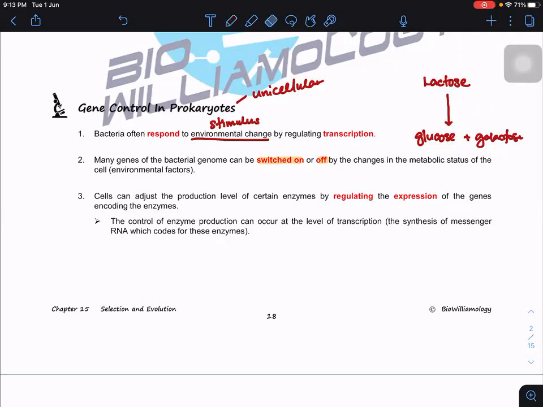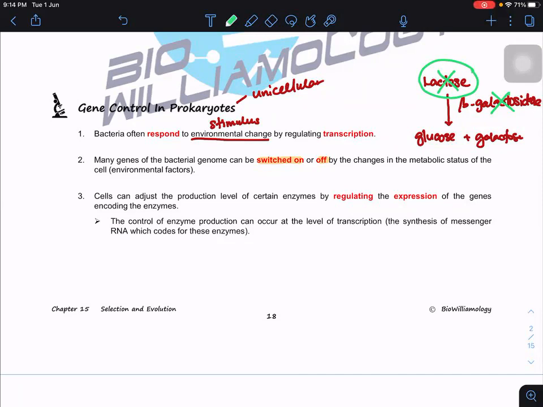This is lactase in humans. In bacteria we have beta galactosidase, the enzyme involved. So it means that if there is no lactose, then the bacteria won't produce beta galactosidase, but the gene is still there. So how do they respond to the lactose? Lactose present means that there is a change in the environmental factor, right? So when the lactose is present, there is a change in the environmental factor.